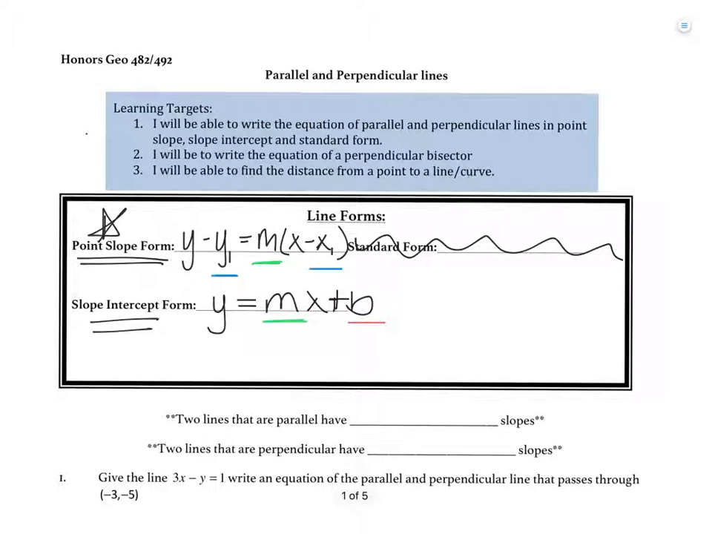The last two things we're going to talk about before I show you some examples are parallel lines and perpendicular lines. So two lines that are parallel are going to have equal slopes. Okay, so they're going to have the same slope. If line 1 has a slope of 1/2, a line parallel to it will have a slope of 1/2.